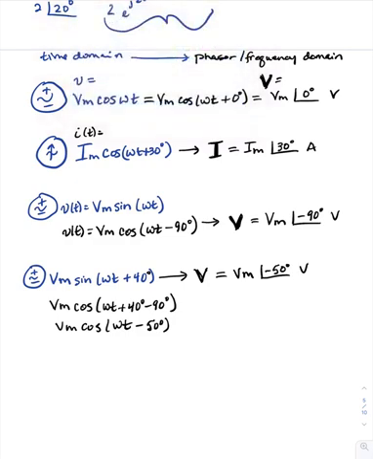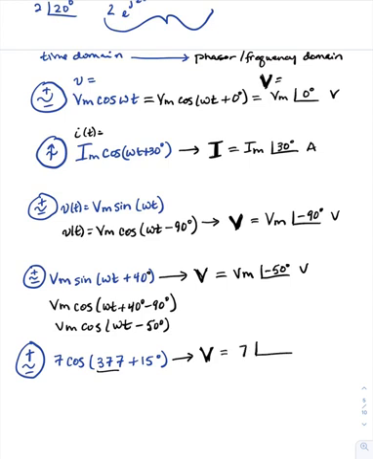All right. Should put another current source in here. 7 cosine 377t plus 15 degrees. How do I convert that to phasor? This doesn't change, so we will remember that when we're working on the problems. But when we convert this to phasor, it would be 7 angle 15 degrees.